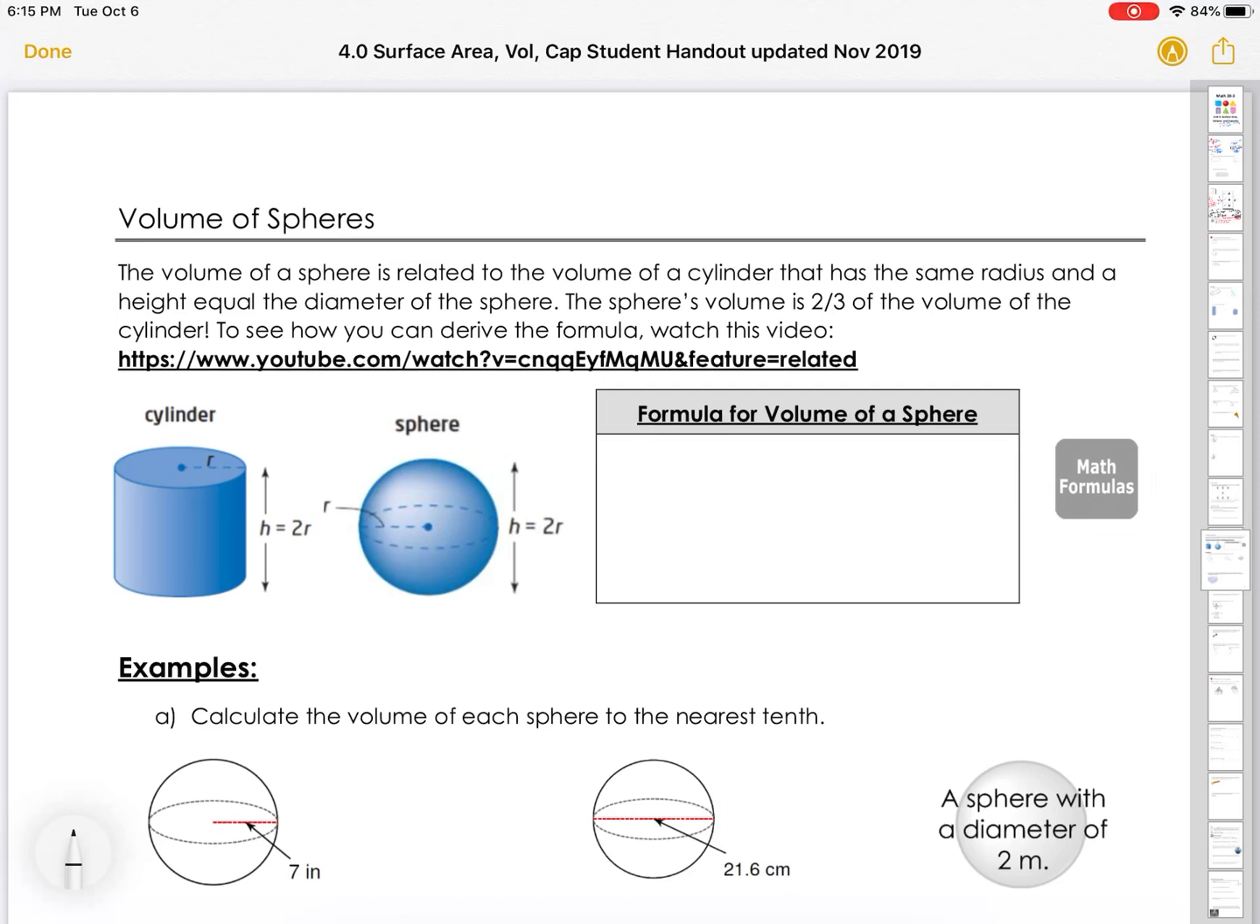So now we're doing volume of spheres. Volume of spheres is our lesson 7. The volume of a sphere is related to the volume of a cylinder that has the same radius and height equal to the diameter of that sphere. The sphere's volume is 2/3 of the volume of the cylinder.